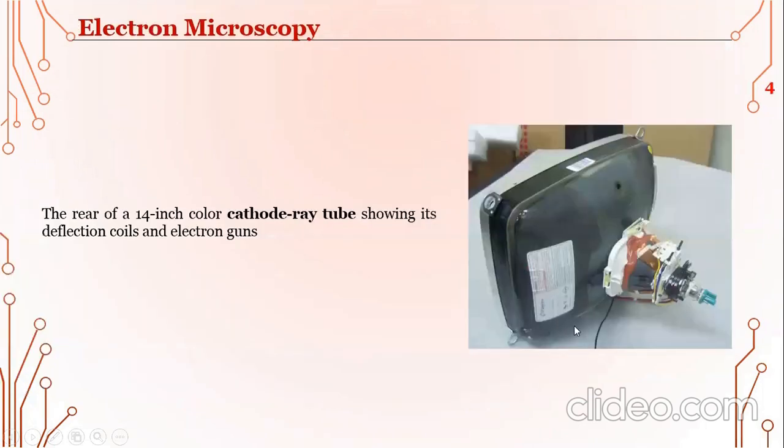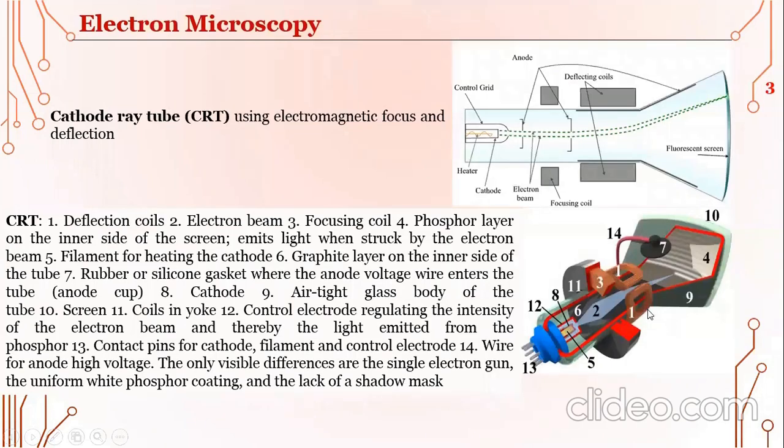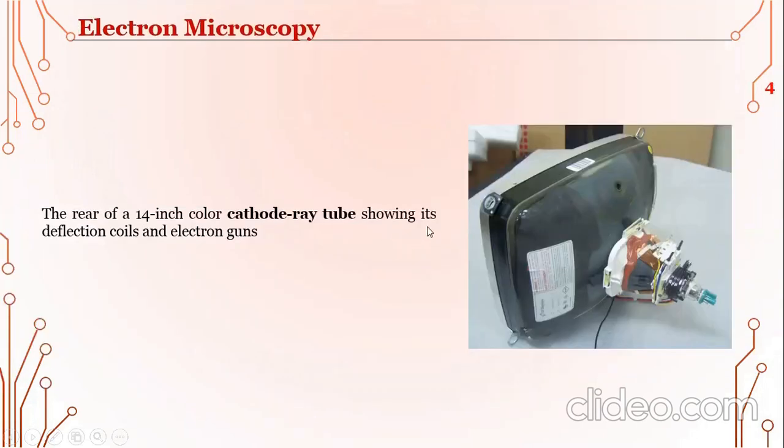This is actually the practical example of what we had previously at our homes. This is the rear of a 14-inch color cathode ray tube, the same cathode ray tube, showing its deflection coils and electron gun. We used these things at our homes in our TVs, but now these things are replaced with LEDs and LCDs, etc.